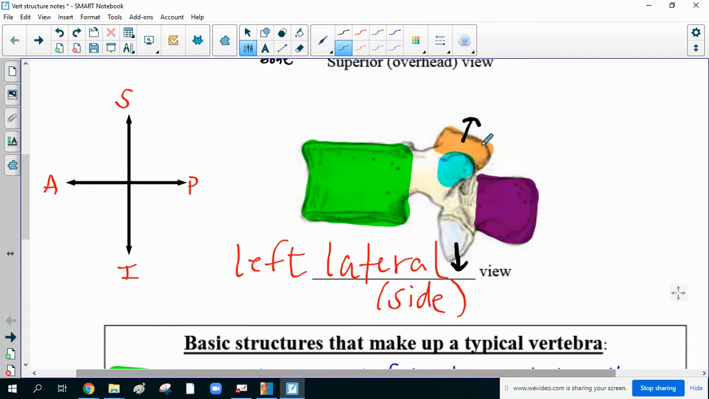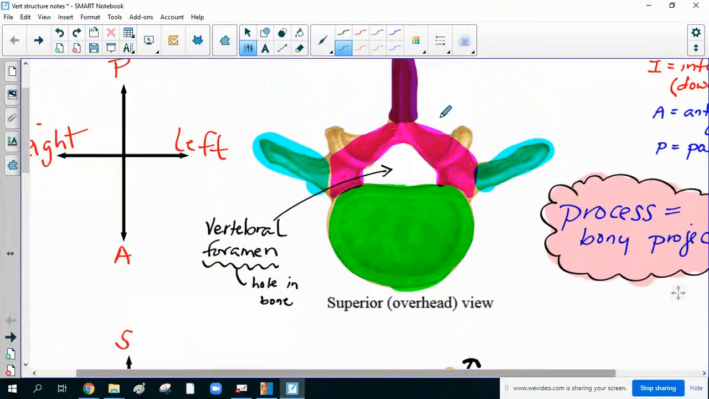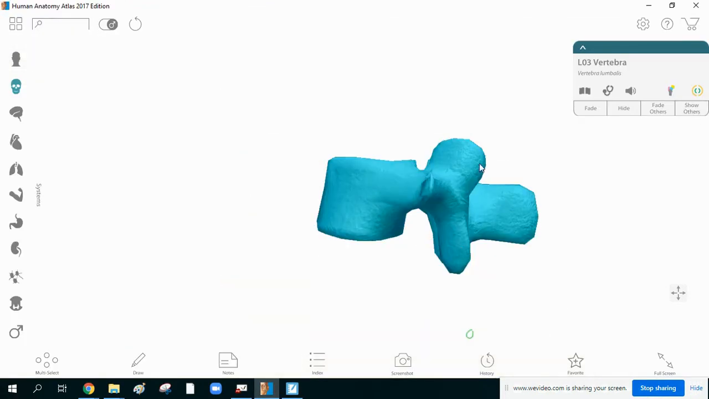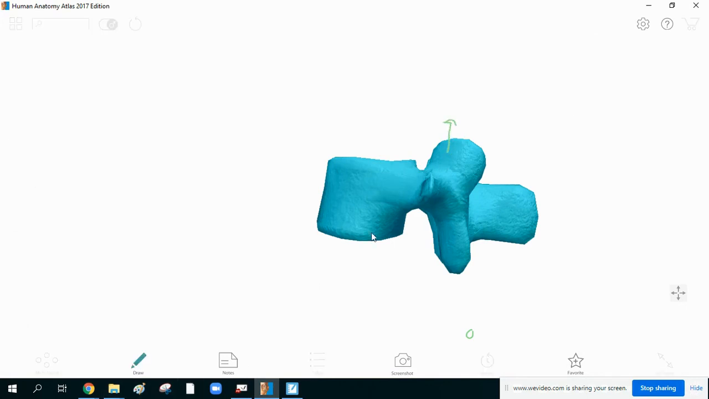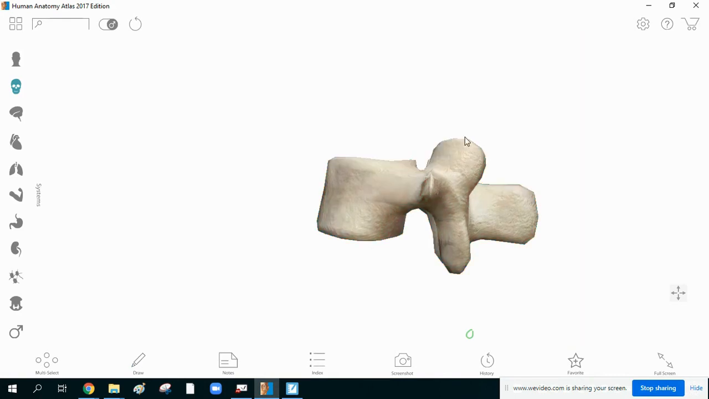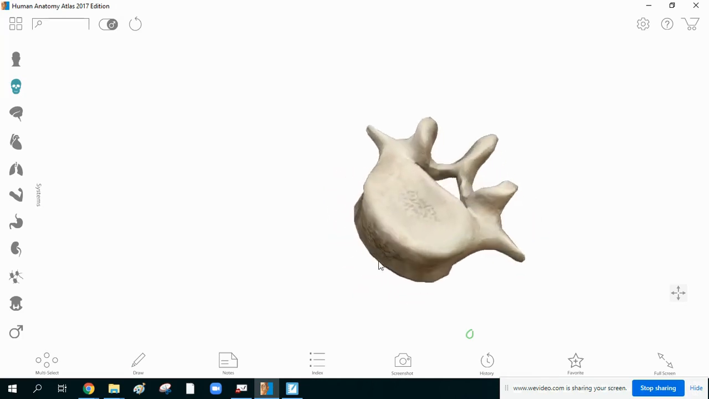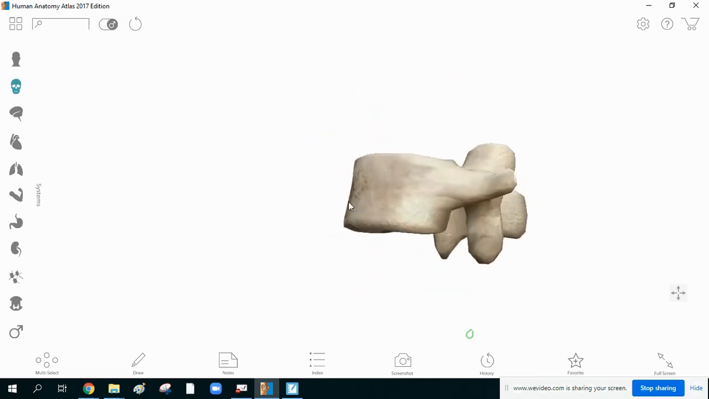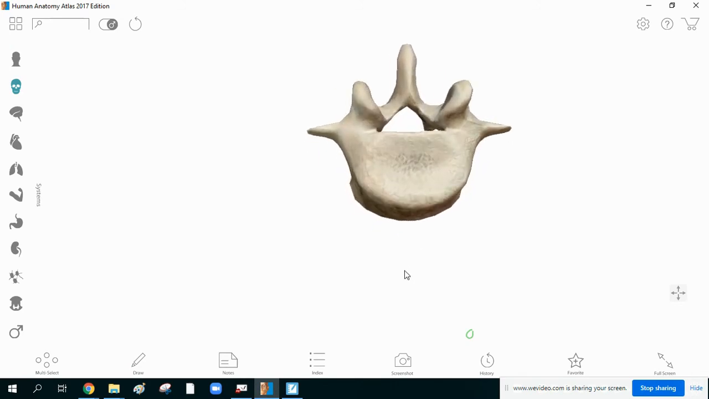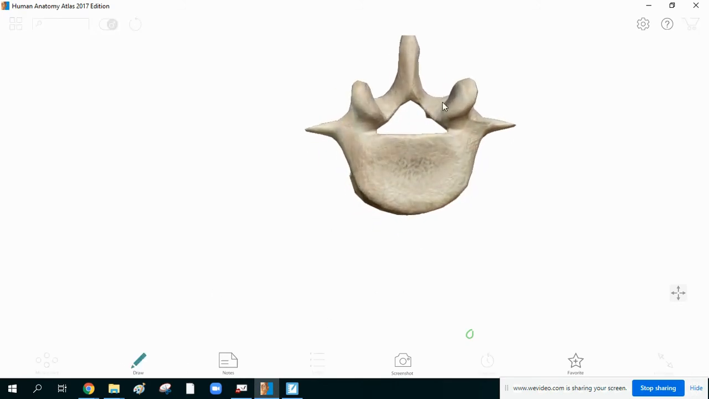Now, where's this one on this view? Let's take a look at our app. Okay, so here's our superior articular process. We're going to watch that. Watch this piece. There should be two of them as I turn. Where'd it go? See that? That right there. And there are the superior articular processes. We're looking down from the top now, so they're coming out of the screen at us.